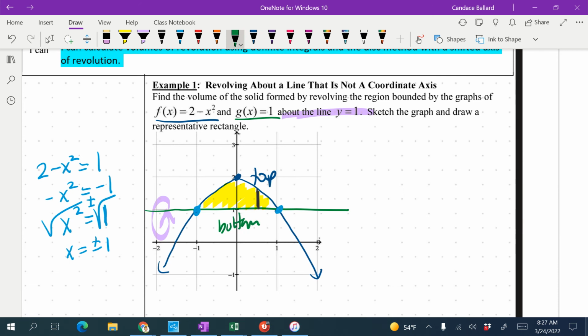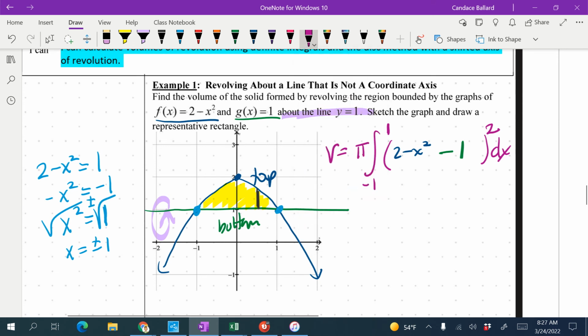So we're just going to do top minus bottom again. So for volume, we know that when we have a revolution, we always start with pi. Our bounds are going to be from negative 1 to 1. And my top function is going to be the 2 minus x squared. And the bottom function, which I'm going to subtract, is going to be the 1. And then remember, when we're revolving, we have to square it because it's technically a circle that was our cross section. All right, let's see if we can go ahead and integrate this all the way this time.